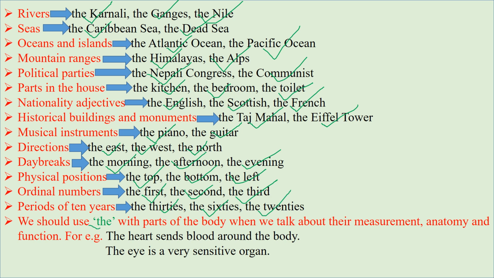We should use the with parts of the body when we talk about their measurement, anatomy and function. For example: the heart sends blood around the body. The eye is a very sensitive organ.